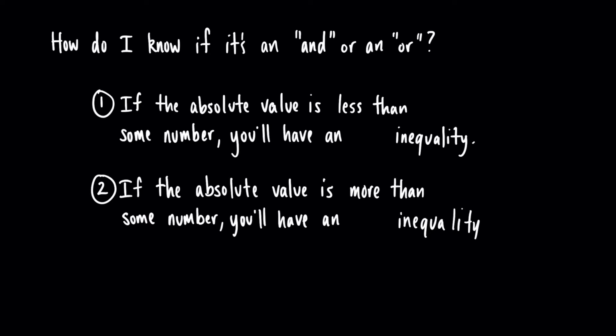So I promised I'd talk about how do I know if it's an and or an or, and why would I use an and versus an or. Okay, and so here's a little, just for those of you who like your notes. If the absolute value is less than some number, so in other words, if you have something like |x - 3| < 6, that's going to result in an and inequality. Okay? If the absolute value is more than some number, so like if |x - 3| happened to be greater than 6, this is going to result in an or inequality. Okay? Which begs the question, why?